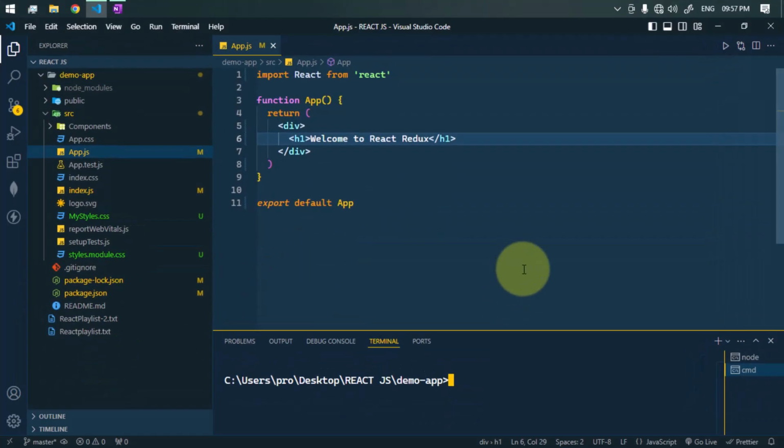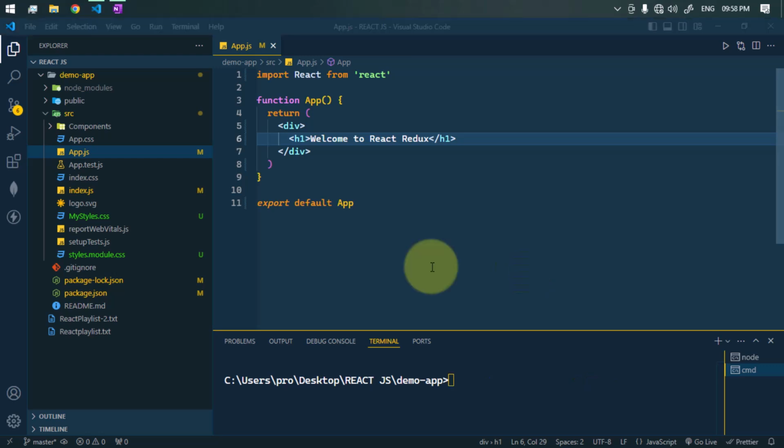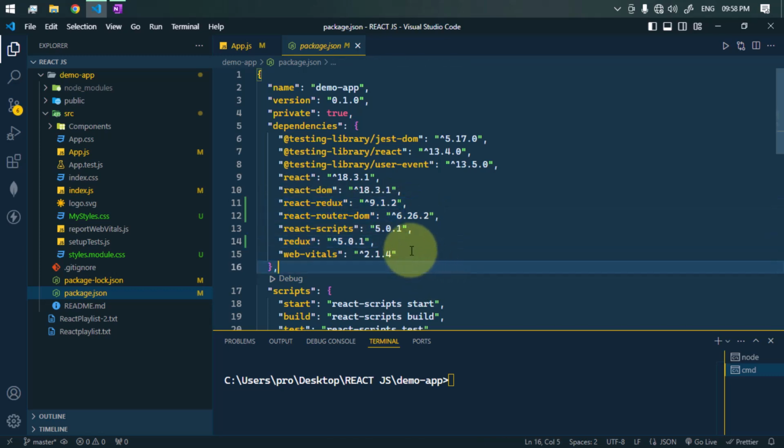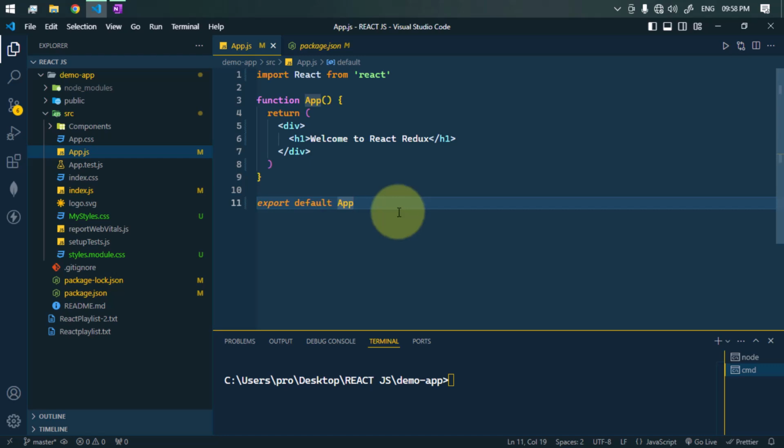So to get started, we have to install React Redux and Redux. We have to write npm install redux and react-redux. Once the installation is completed, if we look at the package.json, inside the dependencies we have redux and also react-redux. That means the packages are correctly installed. Now we can use React Redux in our application.